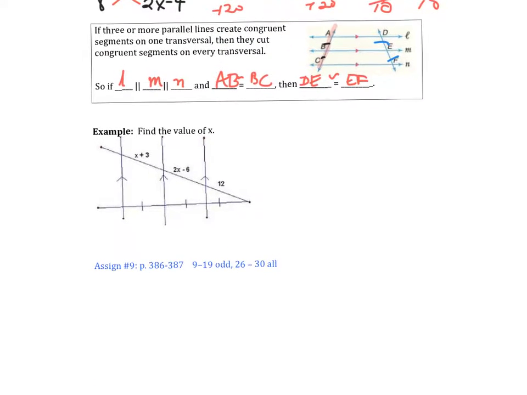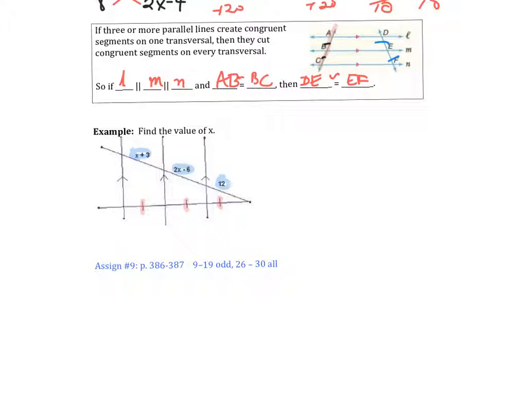All right, so looking at this last example before we give you time to work on your homework, I see that I've got 3 parallel lines, and the transversal is cut into 3 congruent parts. So therefore I know that these other sides are also going to be equal to each other.